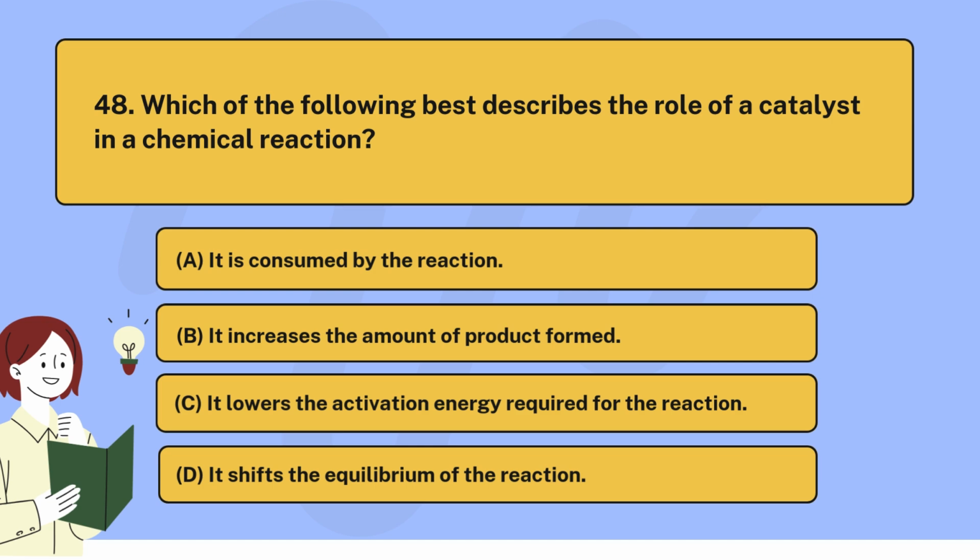Question 48. Which of the following best describes the role of a catalyst in a chemical reaction? A. It is consumed by the reaction. B. It increases the amount of product formed. C. It lowers the activation energy required for the reaction. D. It shifts the equilibrium of the reaction.